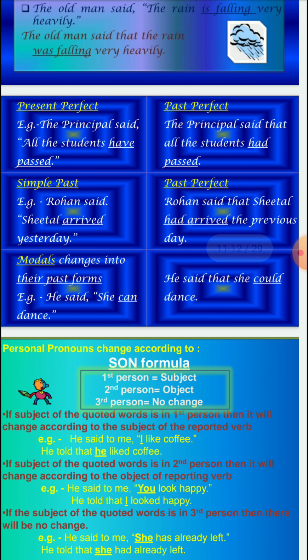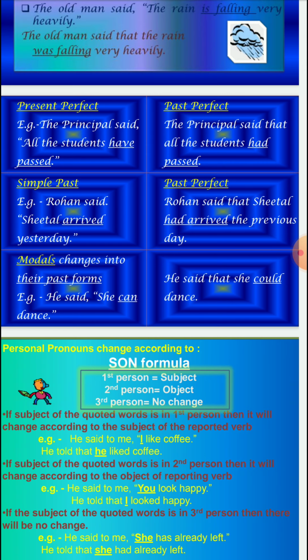Other rules let us do now. Present perfect becomes past perfect. Present perfect is with has, have, and third form, whereas past perfect is with had and third form of the verb. Example, the principal said all the students have passed. The principal said that all the students had passed. See, had is used for both, for singular as well as for plural.